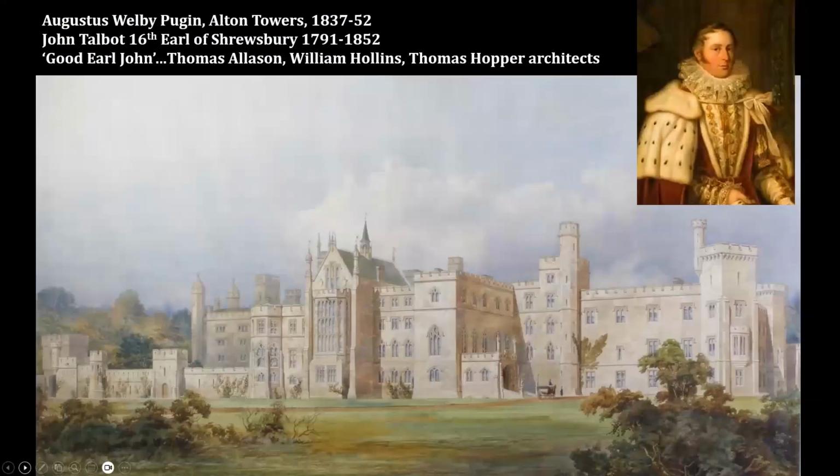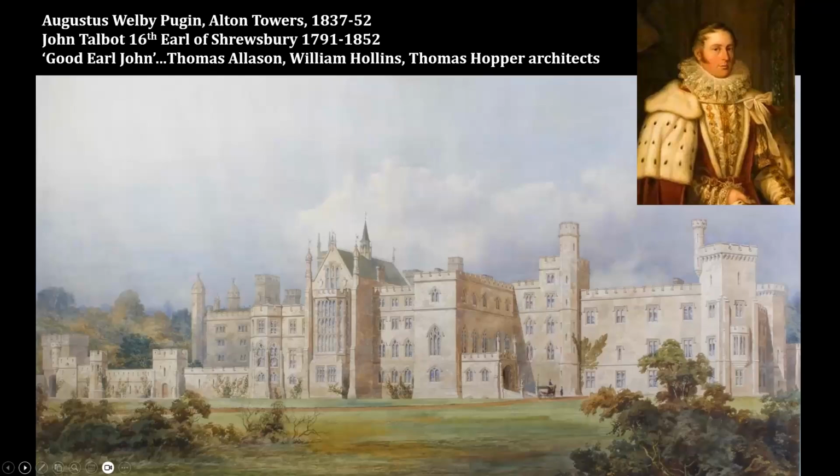Alton Towers itself started out as a very modest hunting lodge and then grew by leaps and bounds. Many worked on this for good Earl John, as he was referred to, very philanthropic in his outlook. Thomas Allason, William Hollins and Thomas Hopper were all architects who worked on expanding Alton Towers before Pugin was brought in to do yet more work between 1837 and his death in 1852, which was rather conveniently the same year in which the 16th Earl of Shrewsbury died.